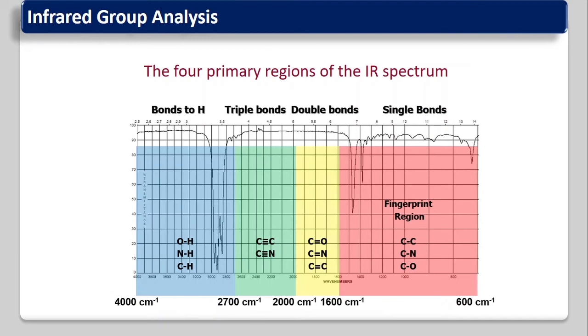After 2700 centimeter inverse to 4000 centimeter inverse, this region is for the bonds with hydrogen. That may be OH, NH, CH, maybe triple bond CH, double bond CH, likewise. So this region is only for bonds with hydrogen, because frequency is inversely proportional to the mass. Hydrogen has a low mass, so the frequency will be higher, that is 2700 to 4000 centimeter inverse.